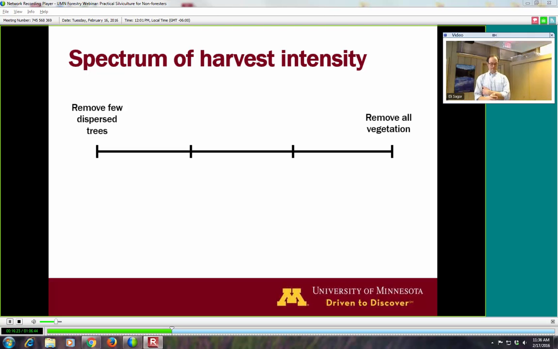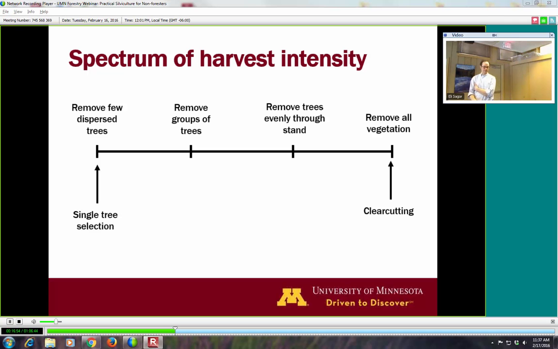So it's useful to think about these silvicultural systems along a spectrum of harvest intensity or disturbance intensity. On the left side of the screen here, we see a relatively moderate disturbance, removing just a few dispersed trees. Over on the right side, at the other extreme end of the spectrum, we have removing all vegetation. The silvicultural systems that more or less correspond to those different ends of the spectrum are single tree selection on the one hand, clear cutting on the other.